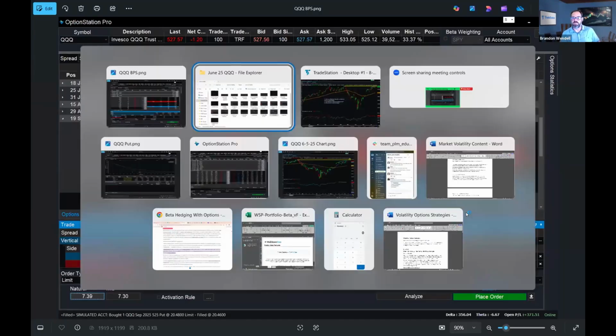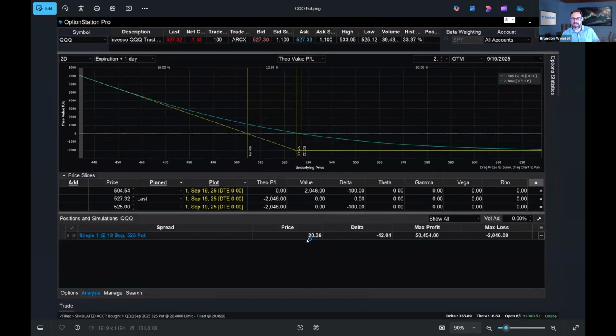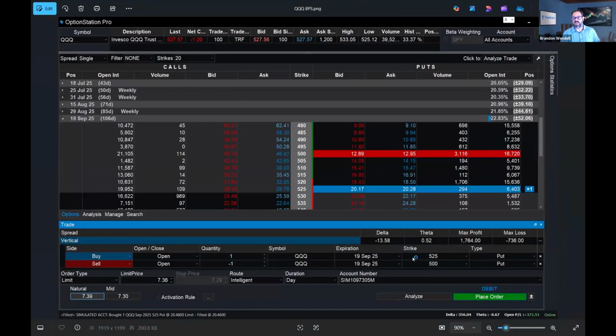The initial cost of buying the put was $20.36 for the 525 put. The spread dropped that down from 20 down to 7.36. So it dramatically dropped the price. What did I give up for that? Remember, I'm expecting the price to bounce at around 505. So it doesn't really mean I'm giving up anything.